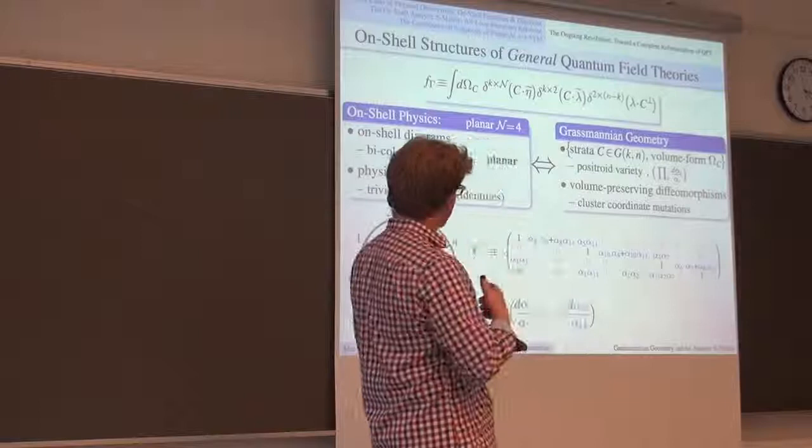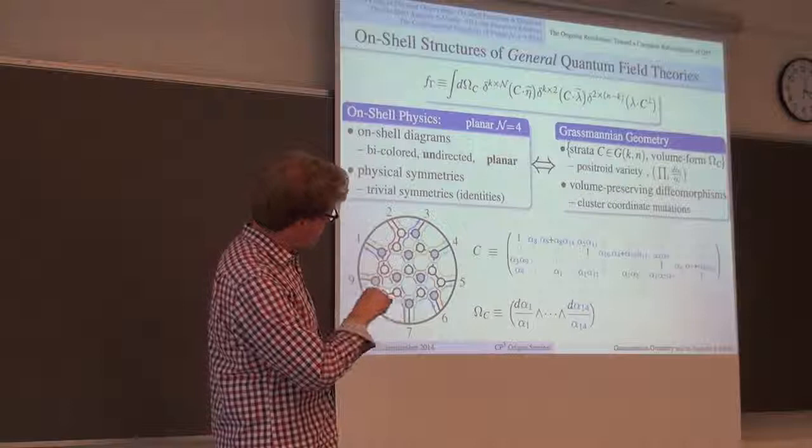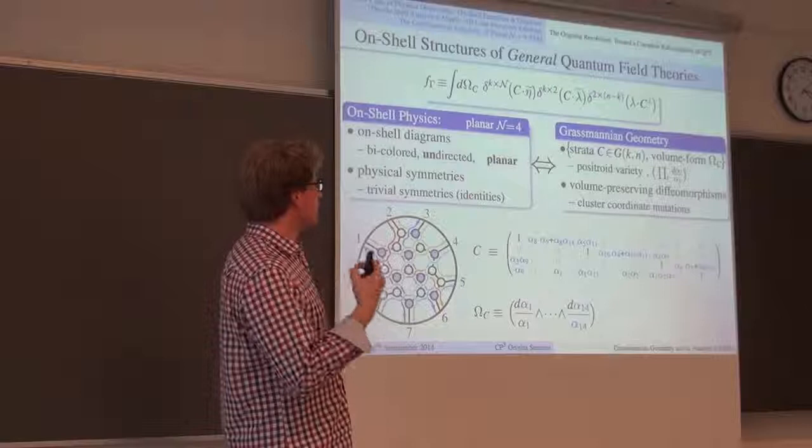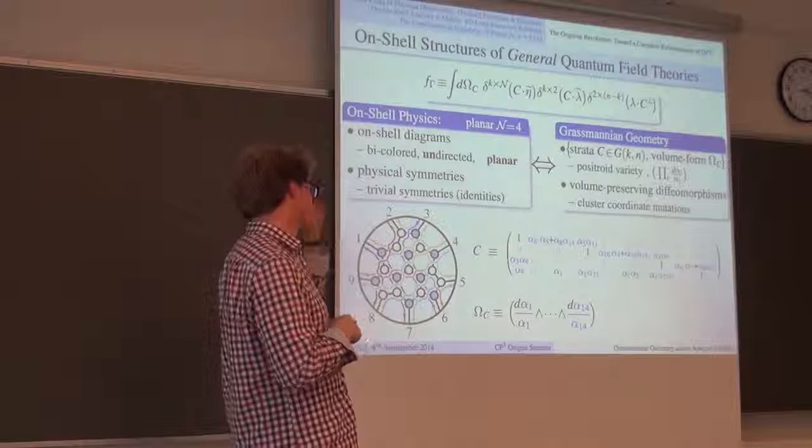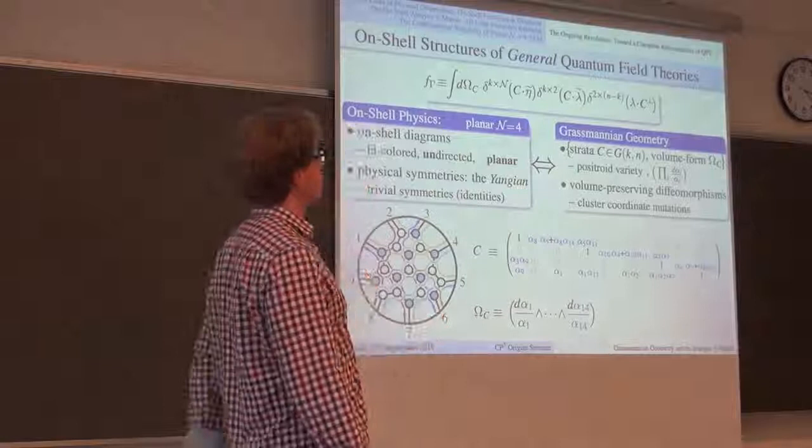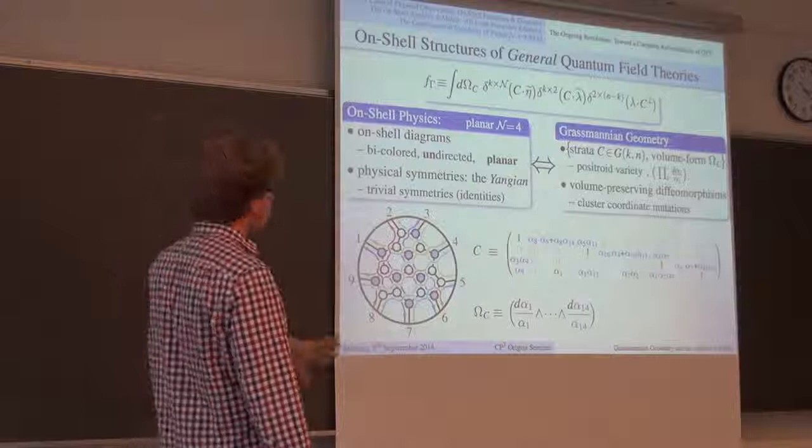Now, the reason why it's so interesting and so simple on both sides is because both the diagrams and the geometry, which I didn't have time to talk about, are naturally described by a permutation. And so you can invariantly label a positroid submanifold by a permutation, and you can invariantly label the physical function by this permutation as well. And the physical symmetries of the volume-preserving diffeomorphisms in this case are what we call the Yangian. So it makes this very simple. But the story is general.